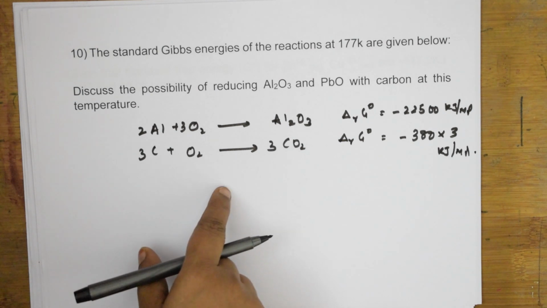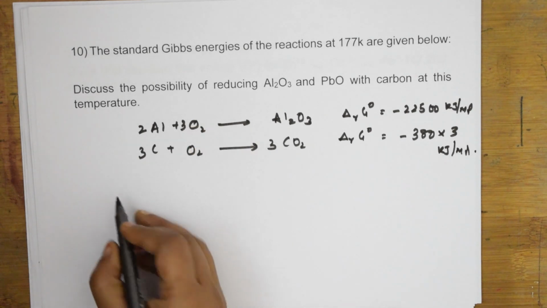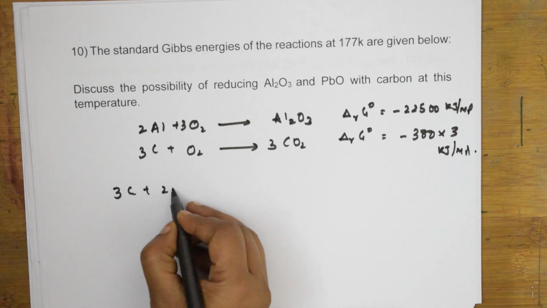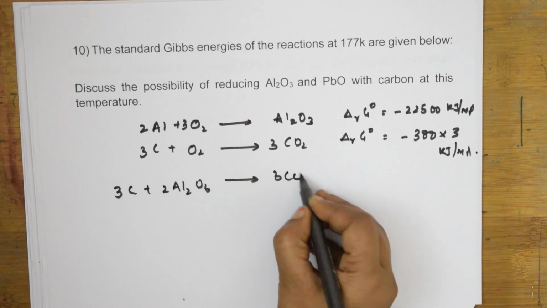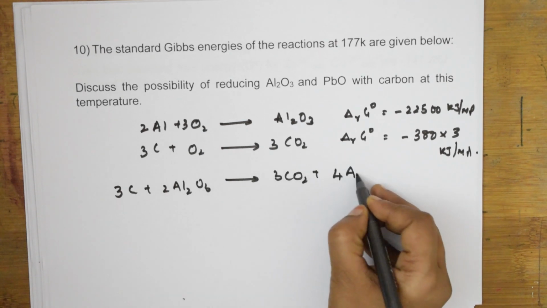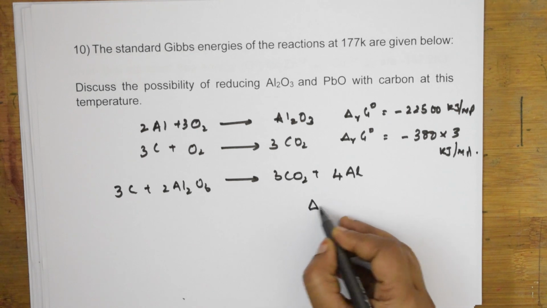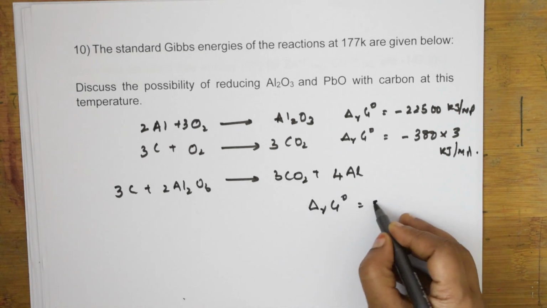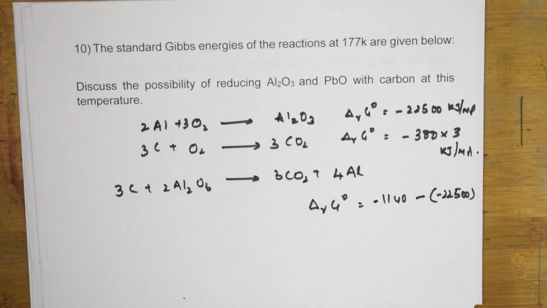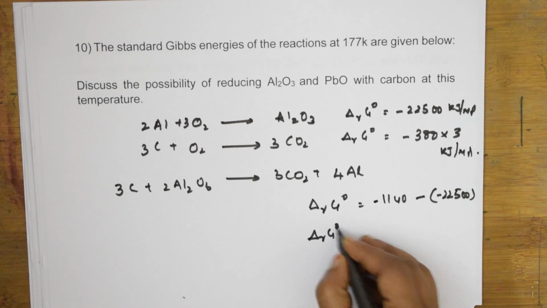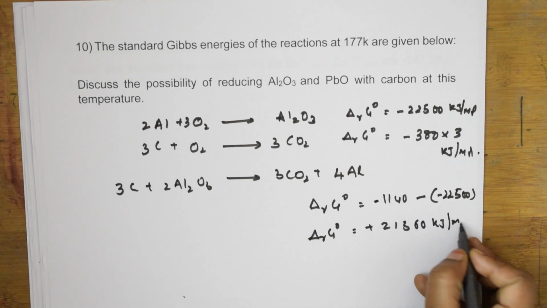Now, by equation, what do we do? Let us subtract equation 2 minus 1. This is equation 2 and this is 1. Let us subtract. What do I get? 3 carbons plus 2 Al2O3 gives me 3 carbon dioxides plus 4 aluminium. Delta G naught values also you need to do: minus 1140 minus of minus 2500. When I solve this, I get delta G naught value equal to plus 1360 kilojoules per mole.